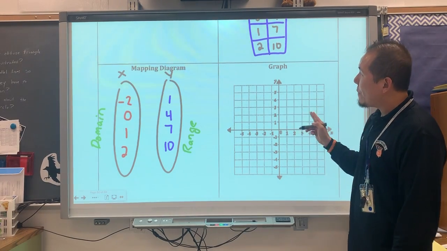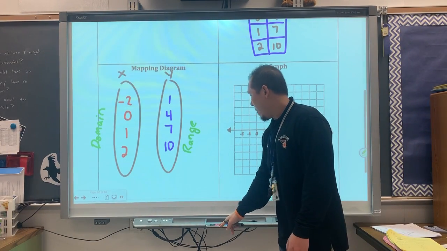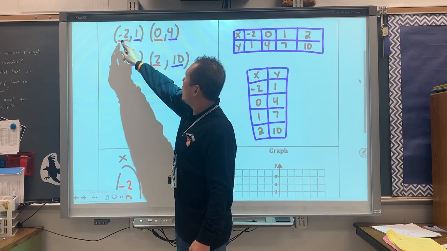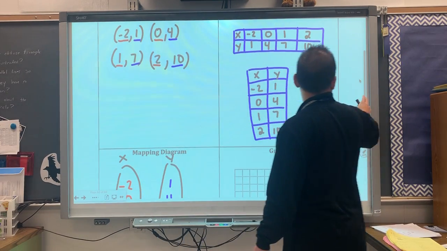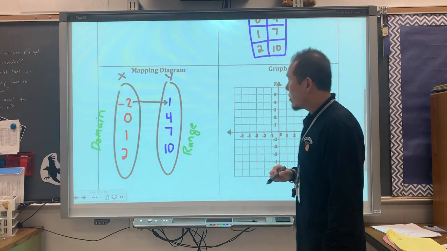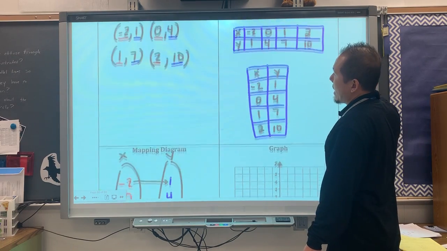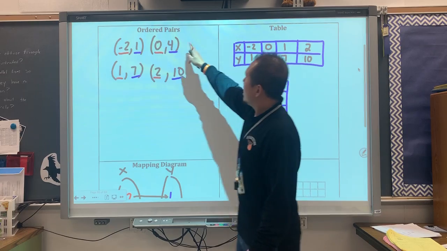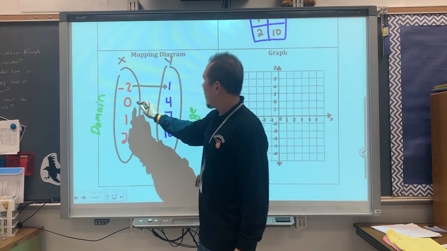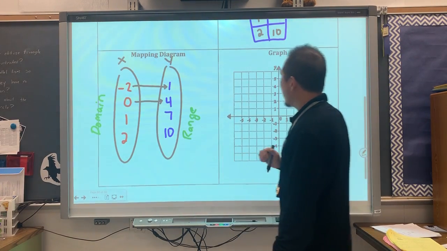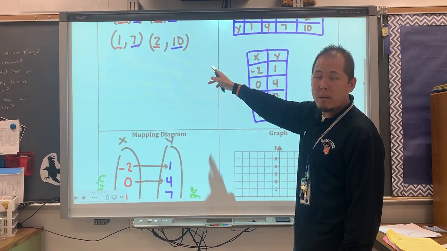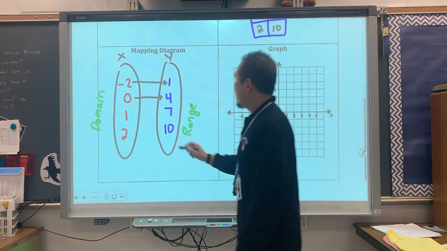And what we're going to do is we're going to map them to each other. So we map them by drawing arrows. If we look at the first one, -2 is mapped to 1. So we draw an arrow. Look at the next one. 0 is mapped to 4 because of the ordered pair. So we're going to draw an arrow from 0 to 4. 1 is mapped to 7, and 2 is mapped to 10. So again, we'll draw arrows.